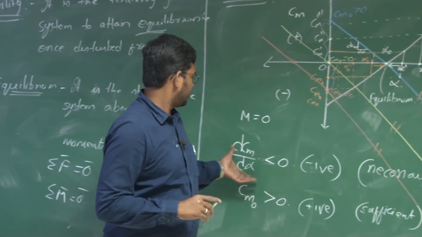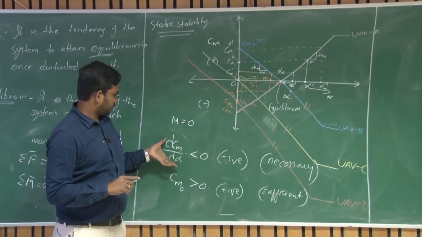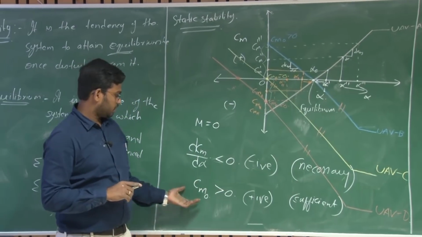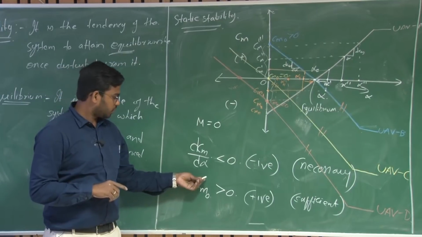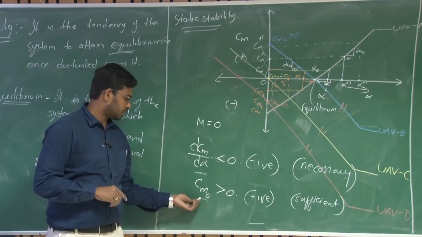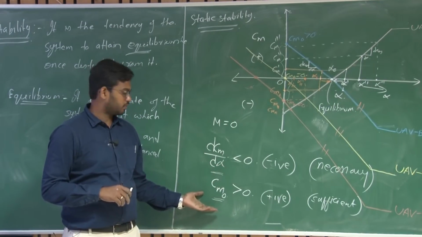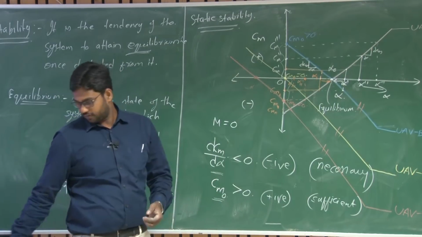Here we are talking about the moments, the Cm about the Cg. The Cm variation with the angle of attack should be negative for a statically stable system, and the Cm naught should be greater than 0. So, what should be the Cg location in order to have Cm alpha less than 0 and Cm naught greater than 0? Let us look into that.